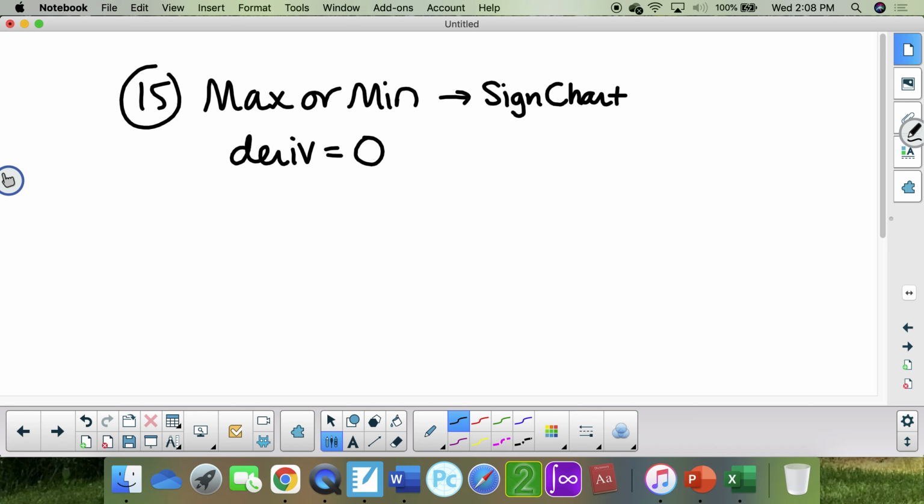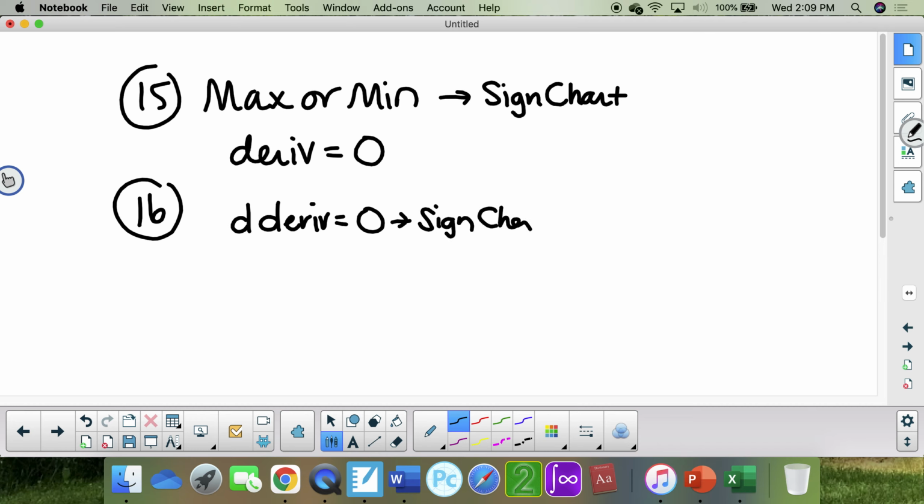Finding concavity in number 16, same thing. Double derivative, set it equal to 0 and make a sign chart. That's all you have to do. Number 16, if they ask about concavity, find the double derivative, set it equal to 0 and make a sign chart.